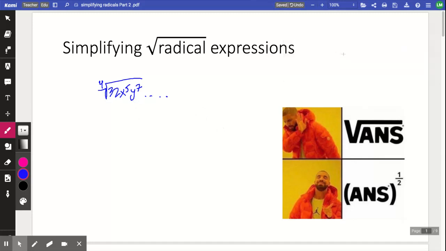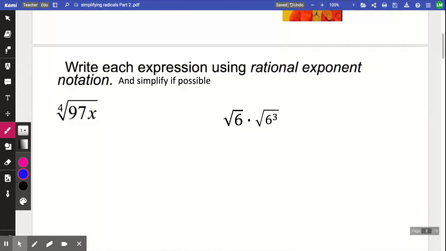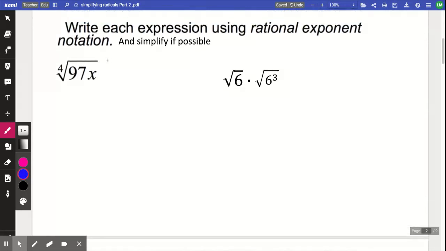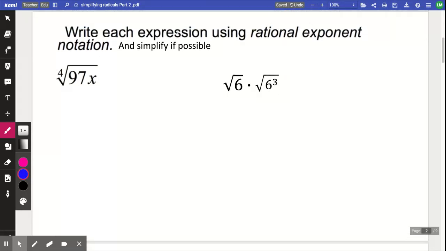We have a quiz coming up, so a couple review problems at the beginning to get you started here. You're going to do these by yourself, all right? First ones here are saying write each expression using rational exponents. Okay, so we want these with exponents. So go ahead and do the first one here, the fourth root of 97x. Rewrite that.